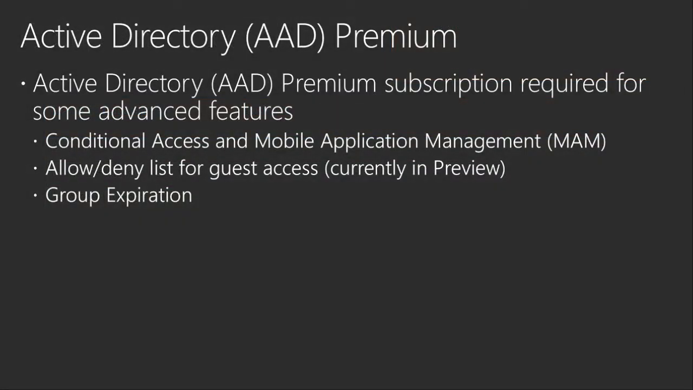Then we have Azure Active Directory Premium. You don't need that for Teams, but you need it for some of the features that Teams builds on. We wouldn't describe those as core features, but some of the additional capabilities to manage Teams, and we'll go into a few slides in more detail on what these are and why you want to use them. But when we talk about conditional access and mobile application management, allow and deny lists for guest access, or group expiration, just realize you will need to have the AAD Premium subscription for that.